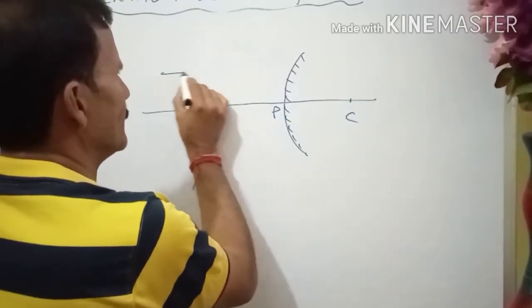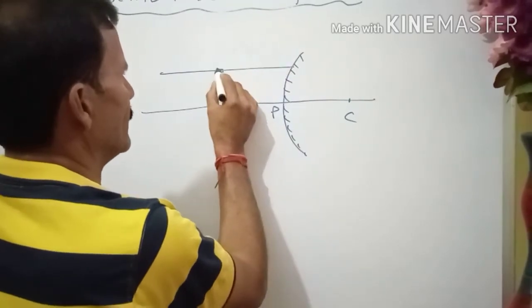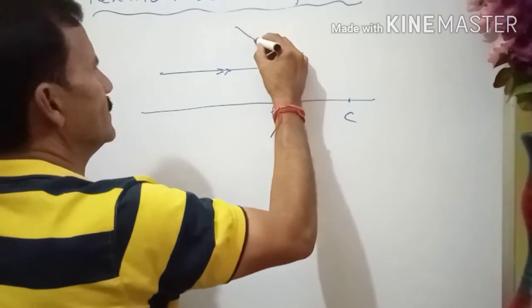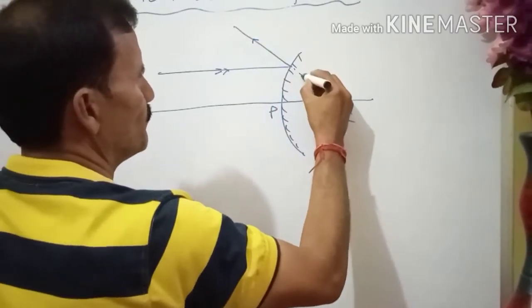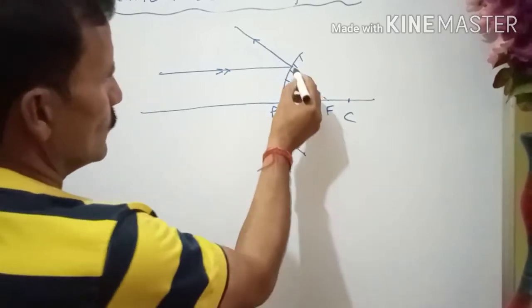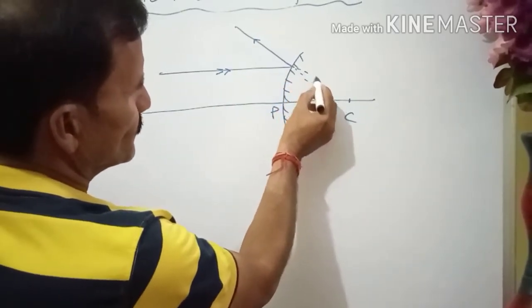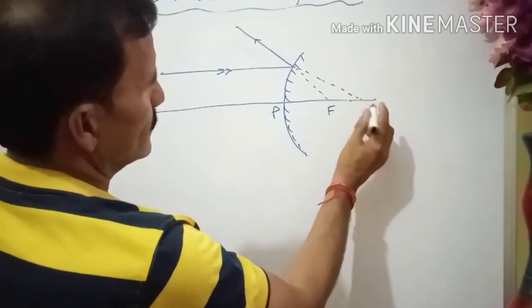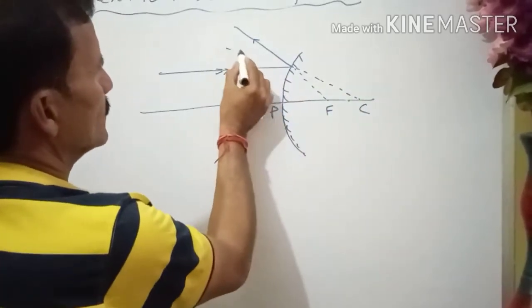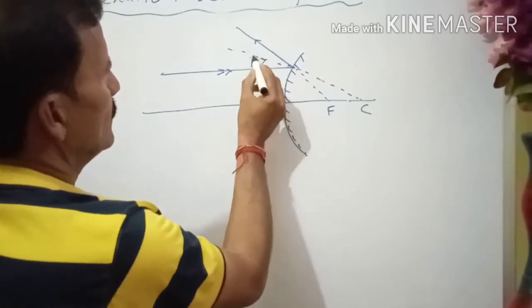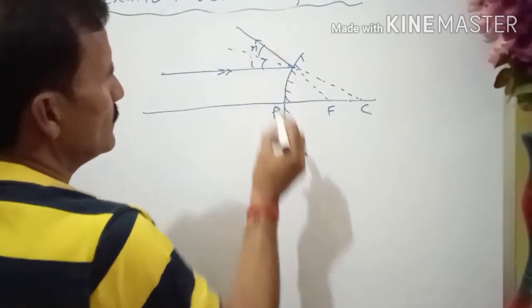We take a ray parallel to the principal axis. So it will move like this, meaning it will appear to come out from the focus. Now join this. When you join the center of curvature C, suppose this line is the normal. So this is I and this is R.